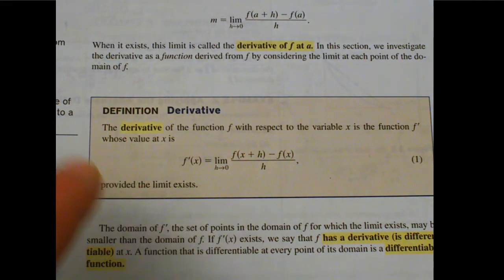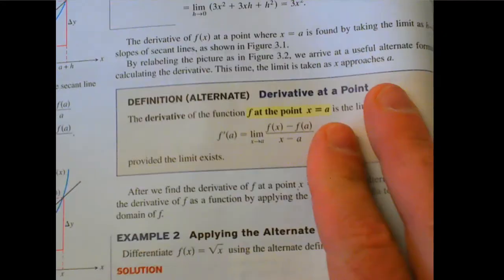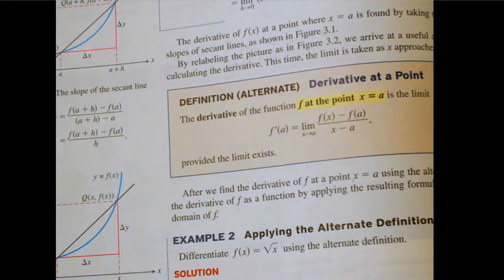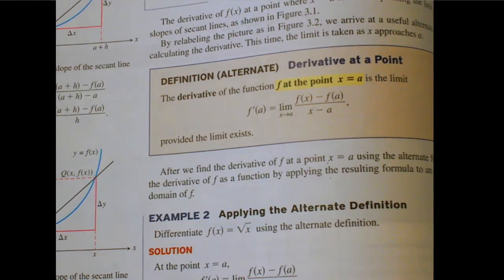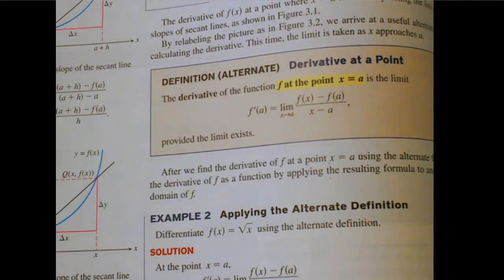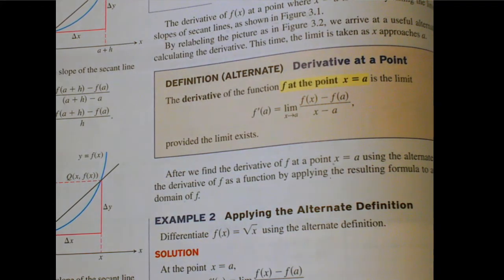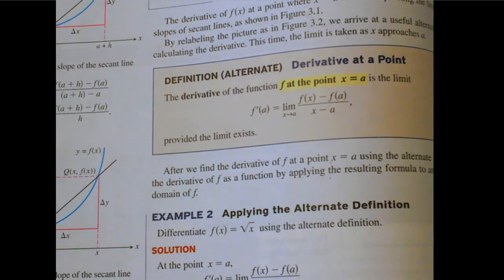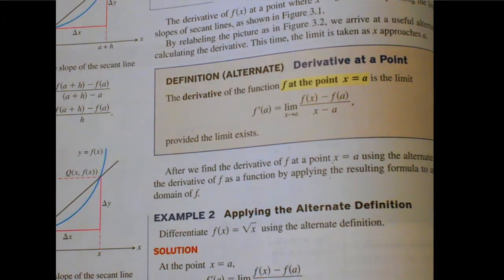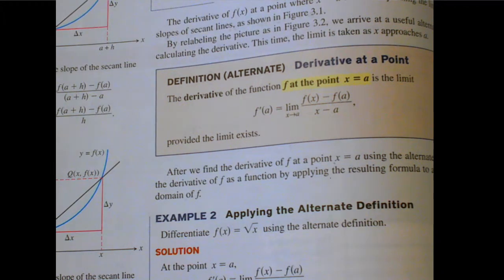In fact, it's so important to be able to calculate a derivative, we have actually two ways of doing it. We have the definition and we have the alternate definition. So the alternate definition, the derivative of a function f at the point x equals a, is f prime of a equal to the limit as x approaches a of f of x minus f of a over x minus a, provided the limit exists. Now this big part where it says provided the limit exists, we talk about that tomorrow when we talk about differentiability. So right now we are just going to be calculating derivatives using the limit definition.